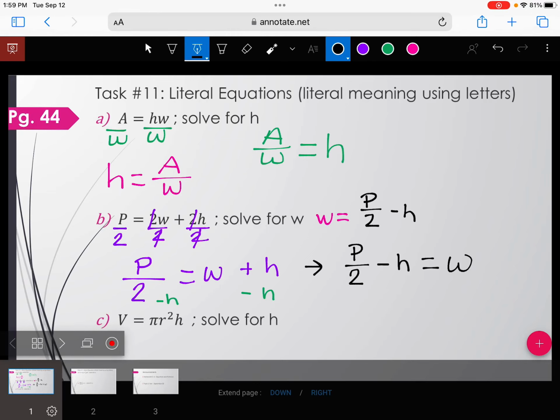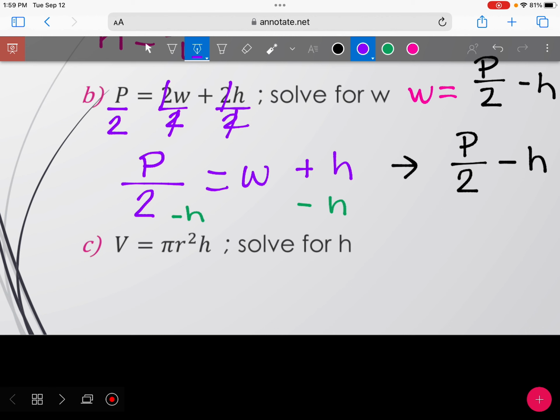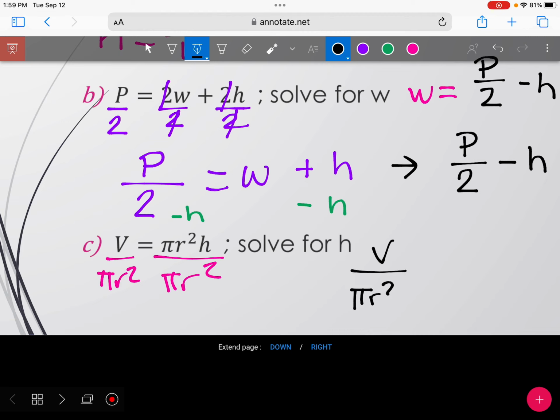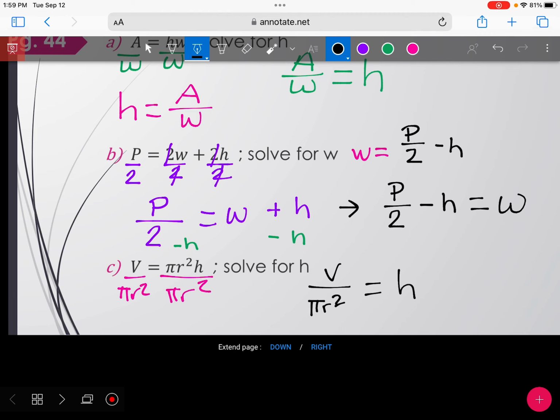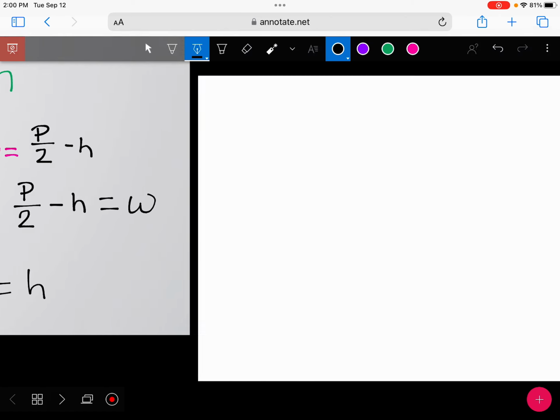So first things first, let's look at C. How do we get h by itself here? Divide by pi r squared. So our volume over pi r squared equals that height. Genuinely, the only time I think this could ever be helpful is if I know how much soda I want to fit in a can, and I know the radius of my can has to be something to fit in a box. I could figure out how tall I can make it. That'll be the only time we need to have it in that order.